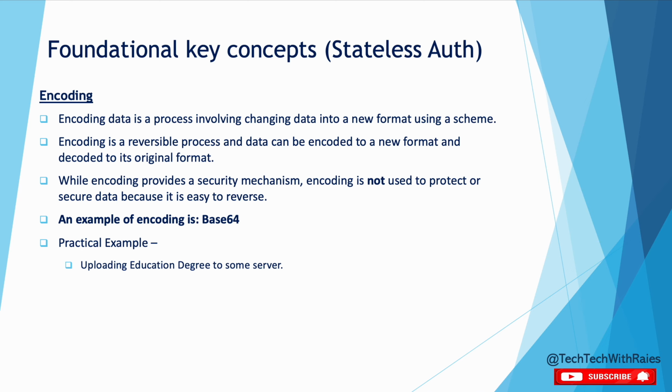An example of encoding is base 64 encoding, and a practical usage is if you want to upload your educational degree to some web server. If you upload it just like that, all your private information like mobile number, email ID, etc. will become public. If you want to hide that, you simply upload the whole educational degree in base 64 encoded format, and whenever you want to retrieve it, simply download it and decode it using base 64 decoding algorithms, and you will get the original degree back. So this is a reversible process.